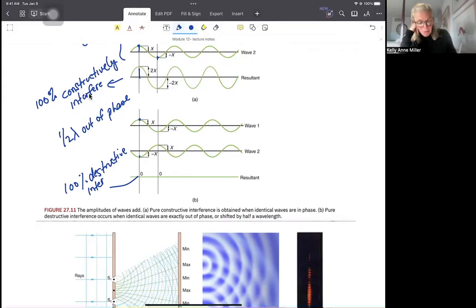Okay, so basically the peak of wave one cancels with the trough of wave two, and you just get a flat line. Interference.